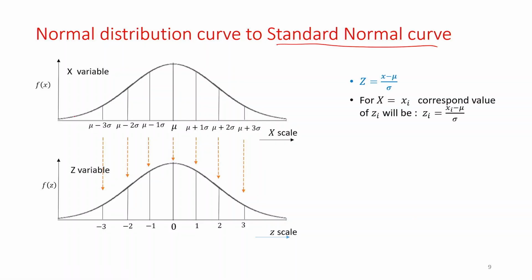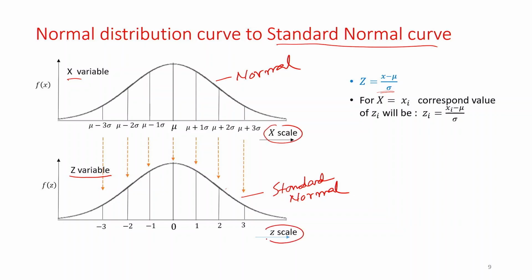This is the original curve of normal distribution, the variable x, and when we replace it with the variable z, which is x minus mu by sigma, we get a curve which is called the standard normal distribution curve. This is the standard normal distribution curve, and this one is normal. This is the x scale, this is, remember, the z scale.